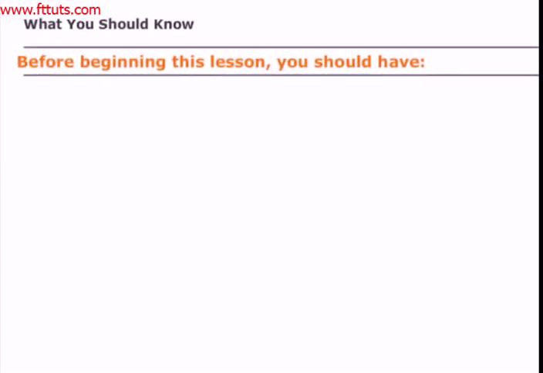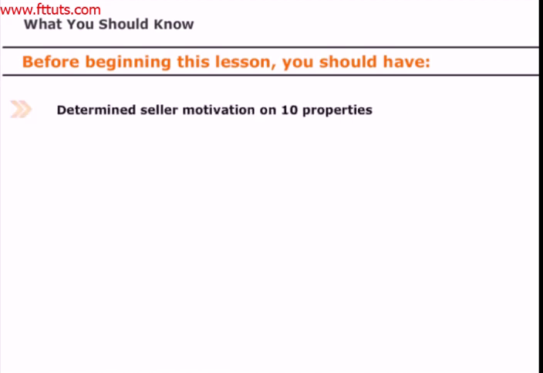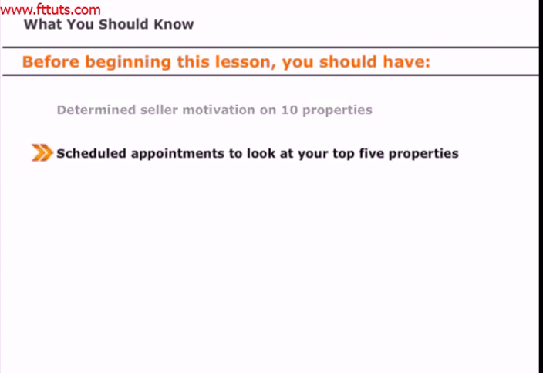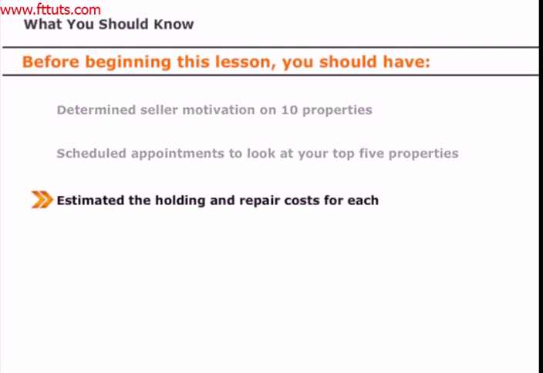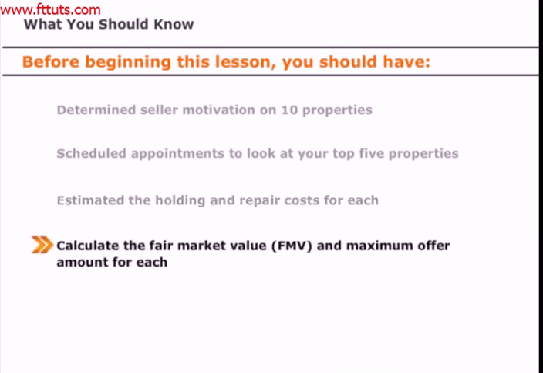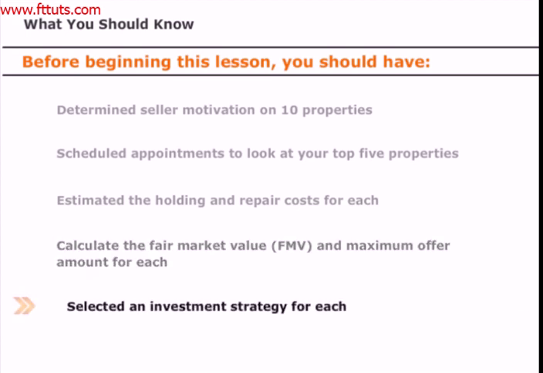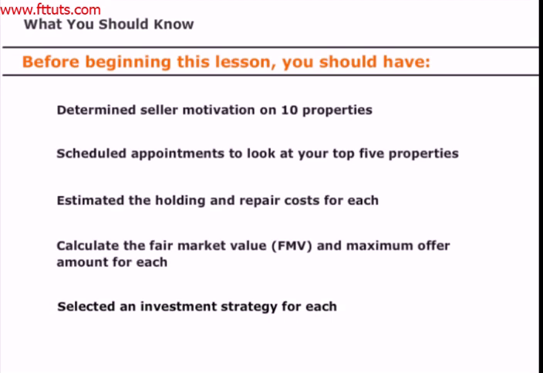Now, just to make sure you're up to speed, the last action items assigned from the What's It Worth lesson were: 1. Determine seller motivation on 10 properties. 2. Schedule visits to your top 5 properties. 3. Estimate holding and repair costs for the ones you're interested in. 4. Calculate the fair market value and establish your maximum offer amount. And 5. Choose a strategy for each property you want to pursue. Once you've completed these steps, it's time to move forward.